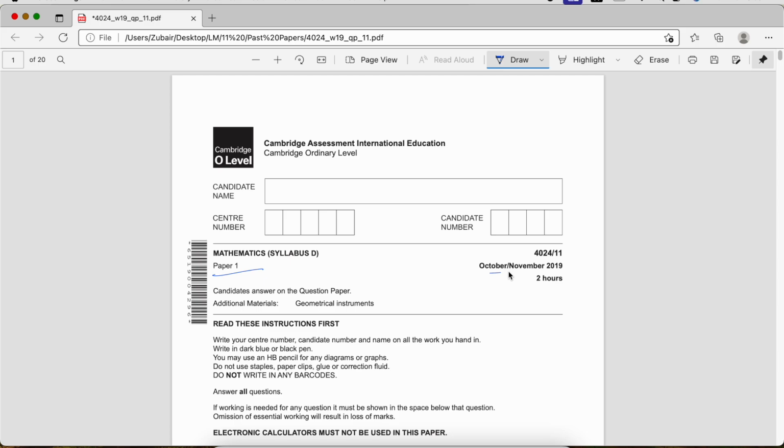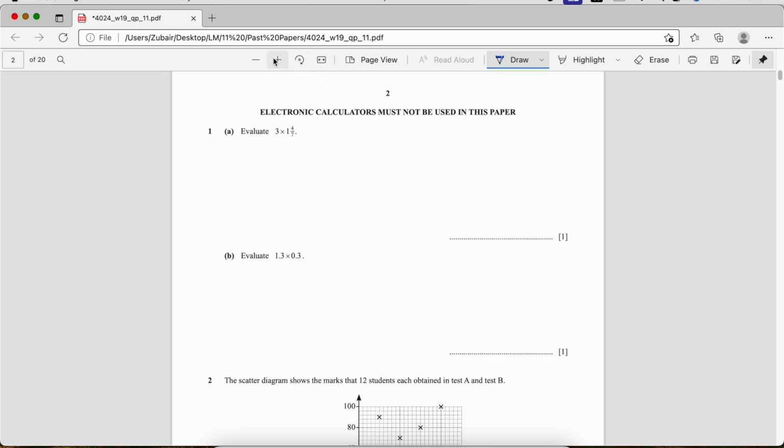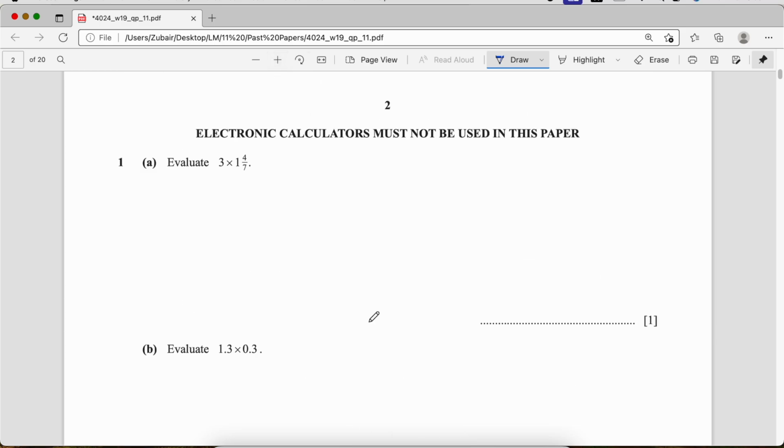This is Paper 1, October/November 2019, variant 11, and the time allowed for this paper is 2 hours. Calculators must not be used.